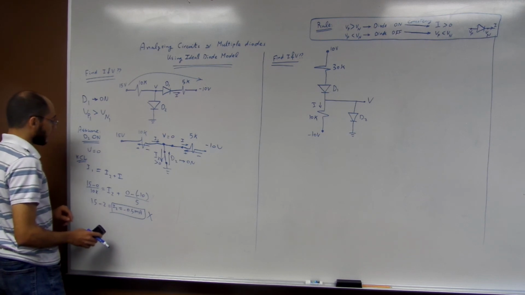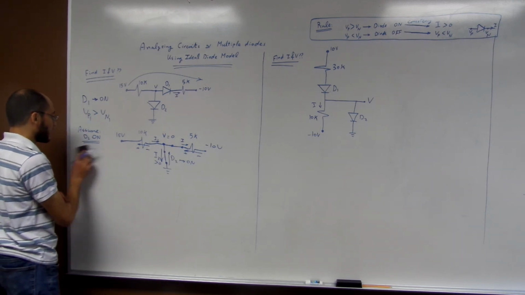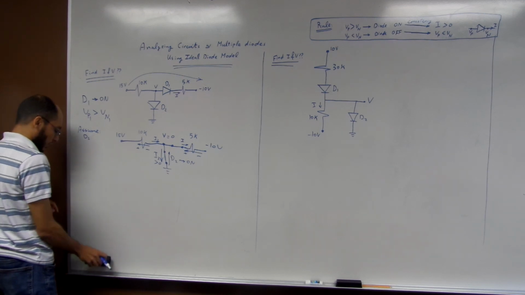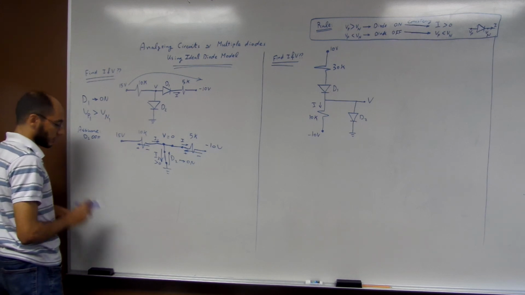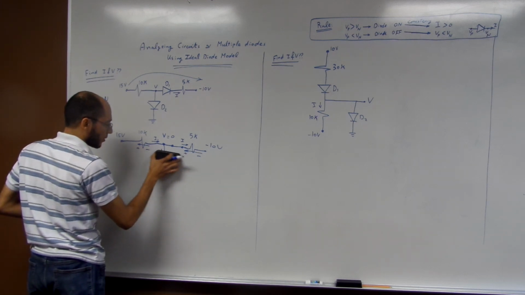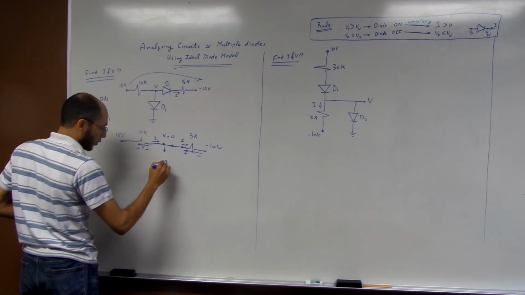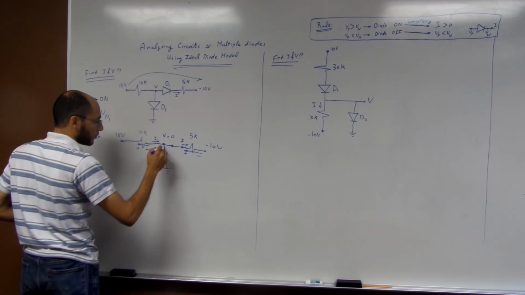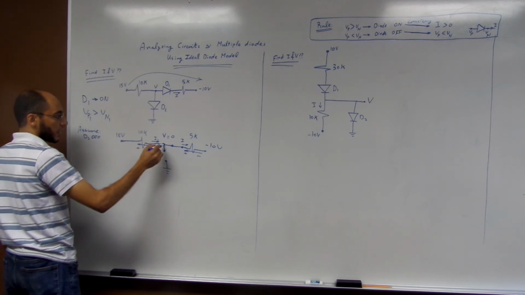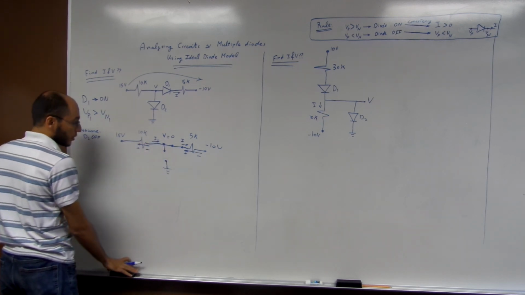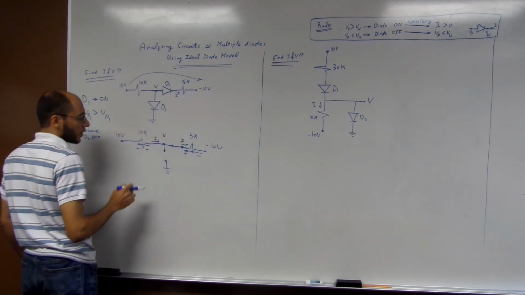So let's resolve the problem and assume that diode D2 is off. Okay? D2 is off. In that case, this is an open circuit and the current is equal to 0. What's the value of the voltage here? The voltage here is not 0, okay? I want to find what the value of I is.